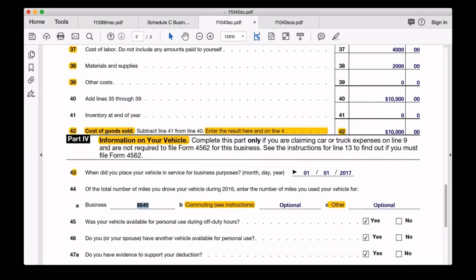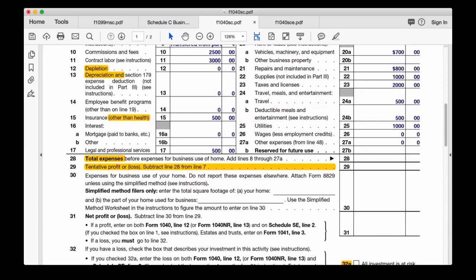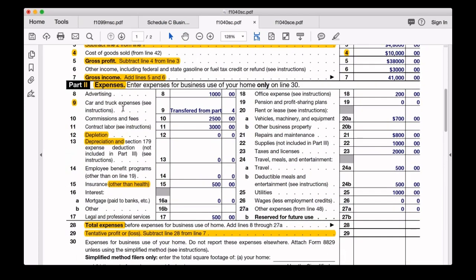Let's go back to line 9. Remember, I told you it's going to transfer itself in the system. It's going to transfer itself, but right now we're going to do it manually. So the 4,622.40 comes up here.